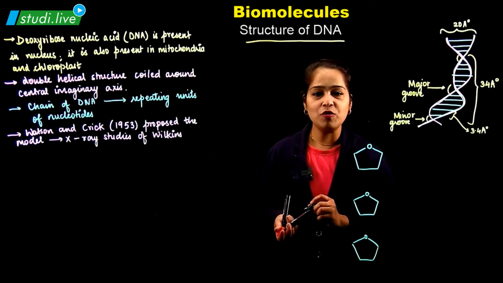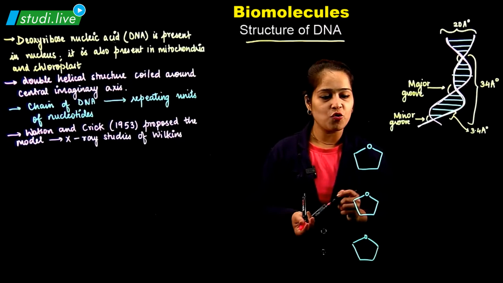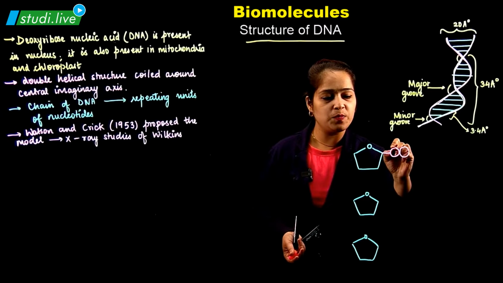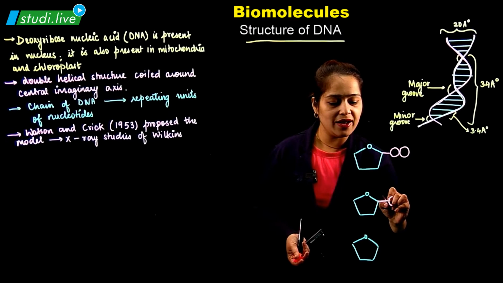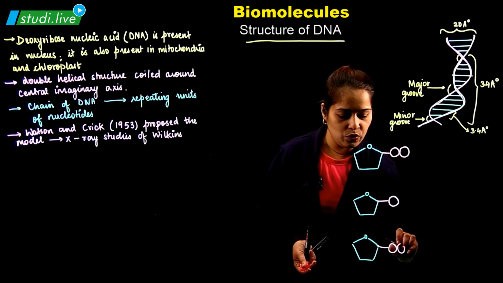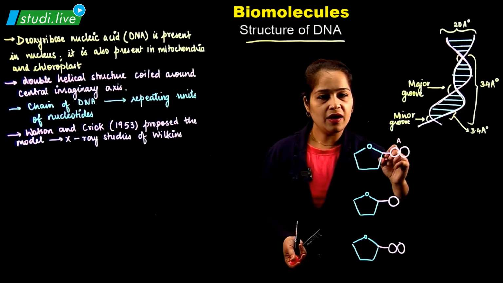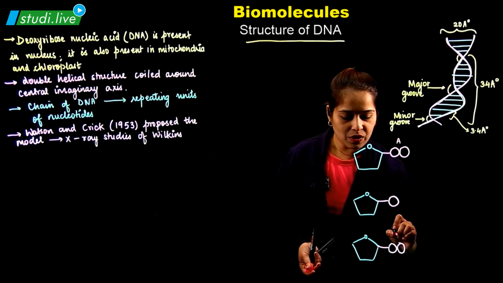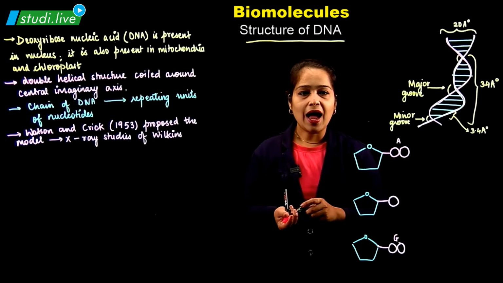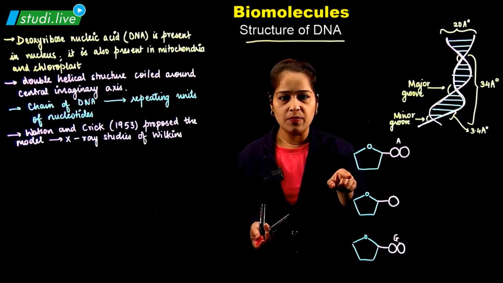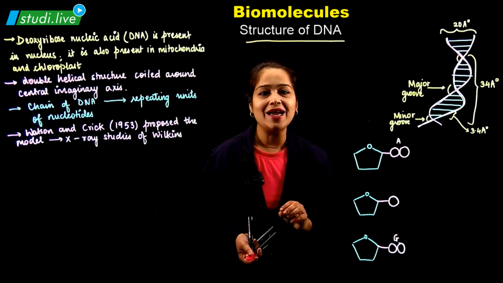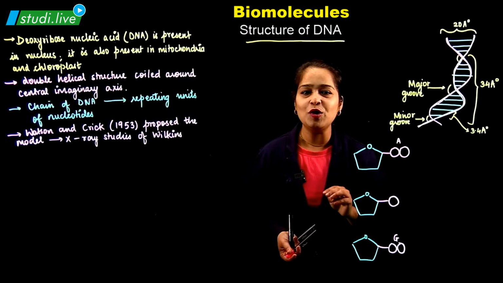The nitrogen base gets attached to the first carbon. When they are double ring compounds, they are called purines. When they are single ring compounds, they are pyrimidines. Purines include adenine, which stands for A, and guanine, which stands for G. This sugar and this nitrogen base together form a nucleoside.